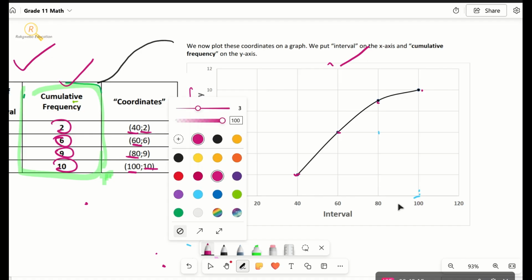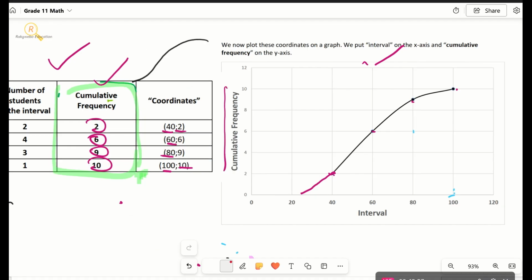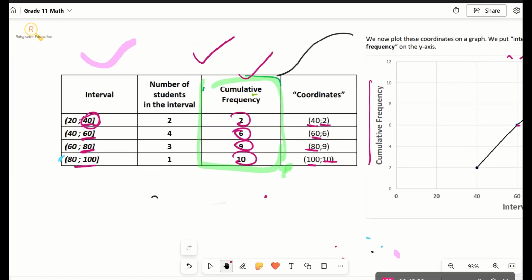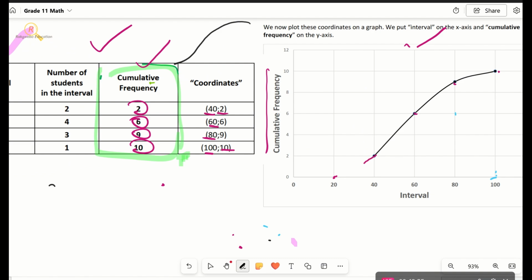Now, you should also join the points, and your graph must start at the x-axis. How do you extend it? You look at the lower bound of the first interval. That's 20. You draw it from there, so it's going to start here at 20 like this. Your graph will have this letter S shape. That's how it should look. This is what we call the cumulative frequency polygon, or for short, the Ogive. Easy peasy, ne?